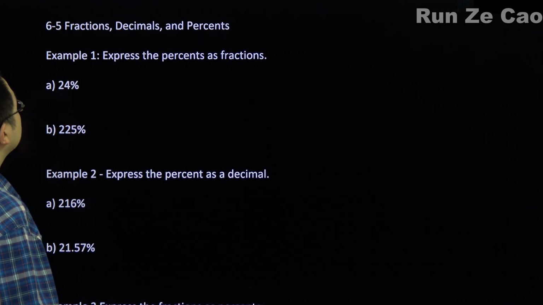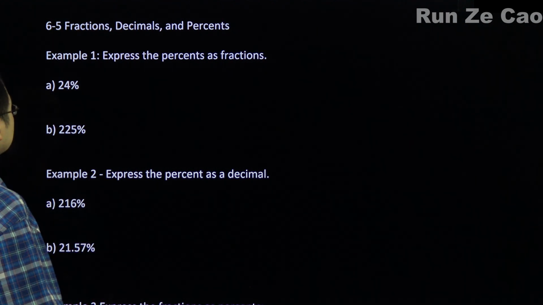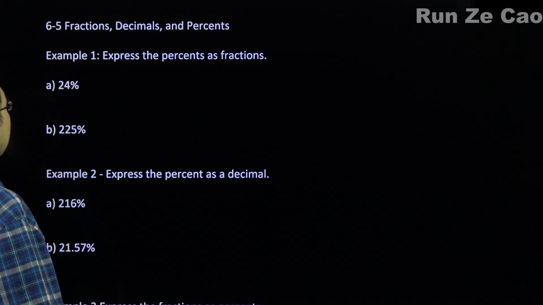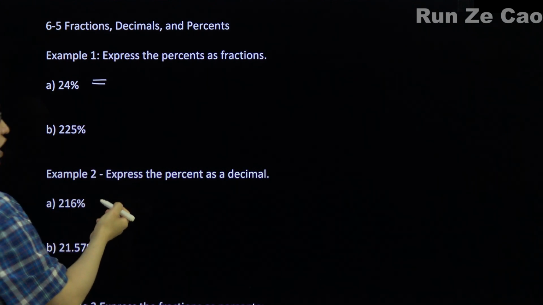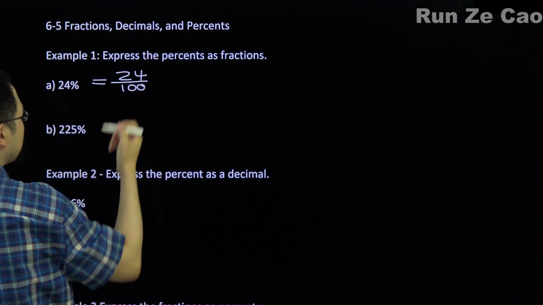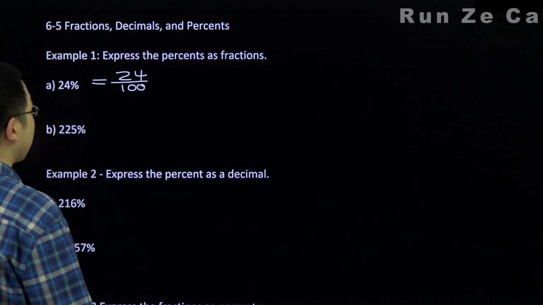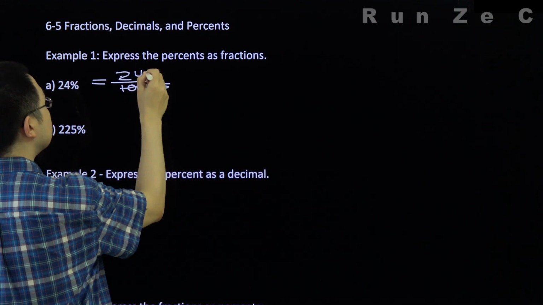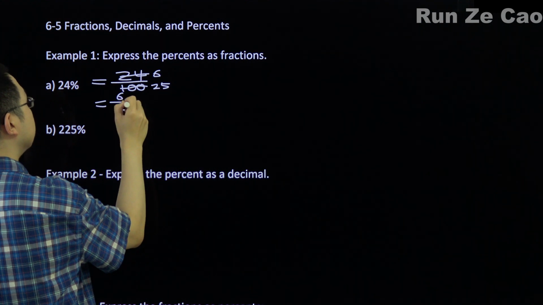Fractions, decimals, and percents. Example 1. Express the percents as fractions. 24% and 225%. Well, 24%, a percent literally means a fraction out of 100. So it's 24 out of 100. And we can cancel a what? We can cancel a 4 from both top and bottom, because they're both multiples of 4. 25 and 6. So it's 6 over 25.